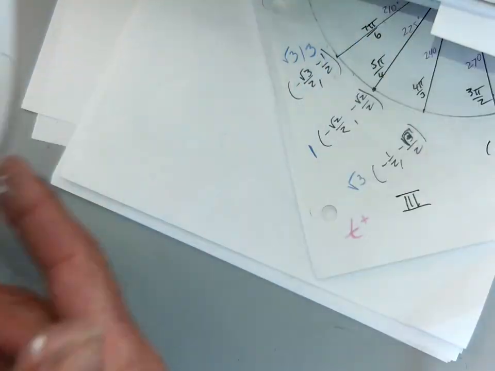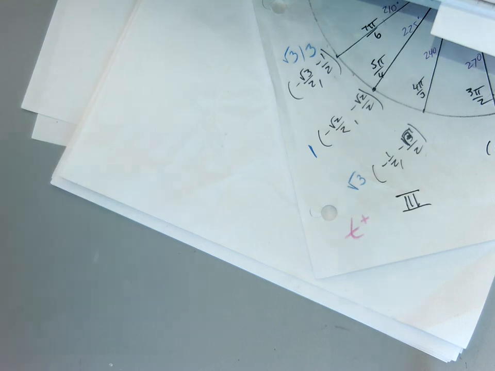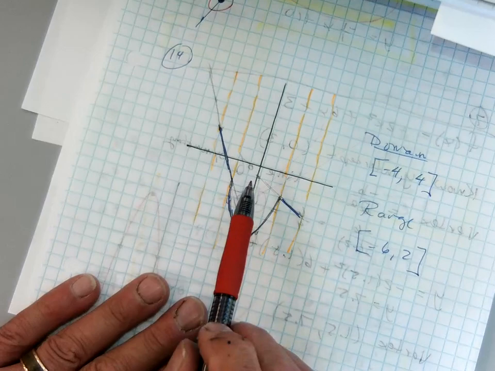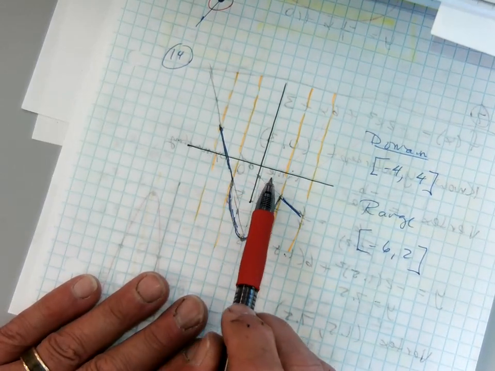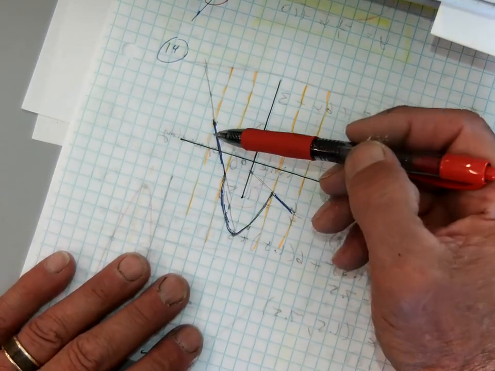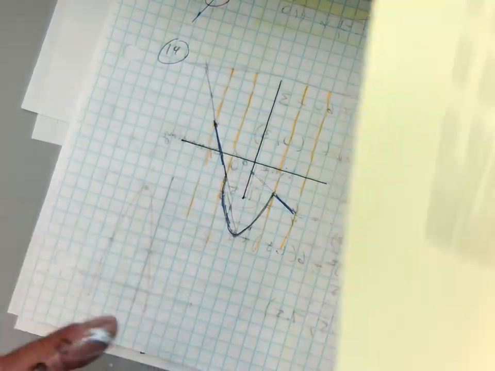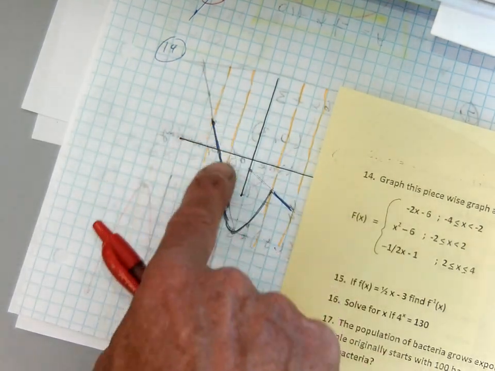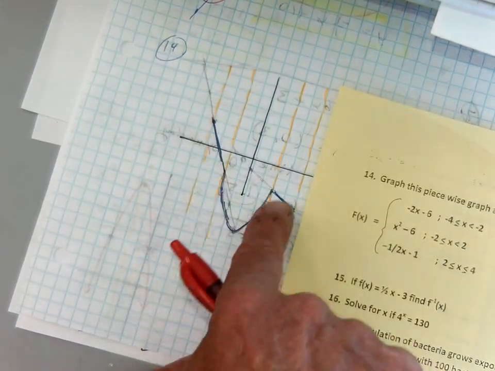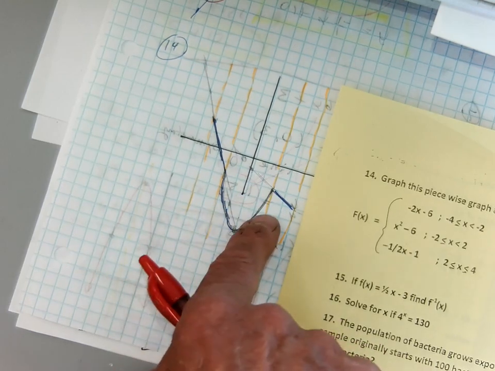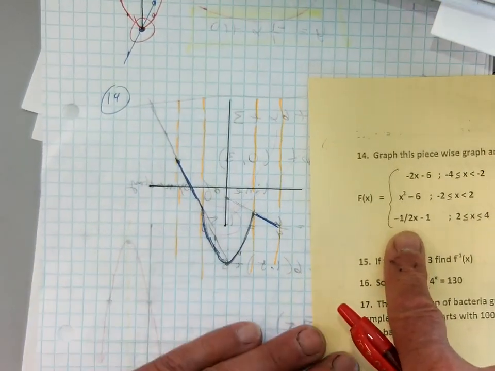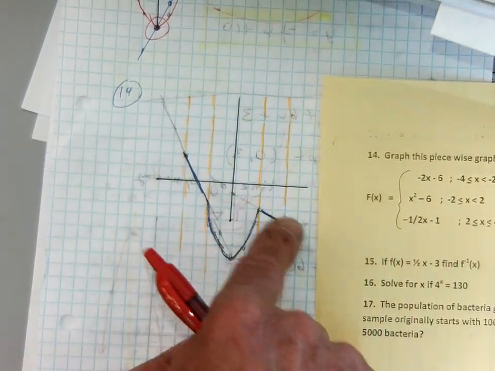13, 14 was the piecewise graph. I did that. Hold on. Here is the piecewise graph. I've got boundary points at negative 4, negative 2, 2, and 4, and then I graphed my first equation, my 2x minus 6, right? And it's only between negative 4 and negative 2. I graphed my parabola, but it's in between only negative 2 and 2. And then I graphed my negative 1/2 x minus 1, and that's between 2 and 4, okay?